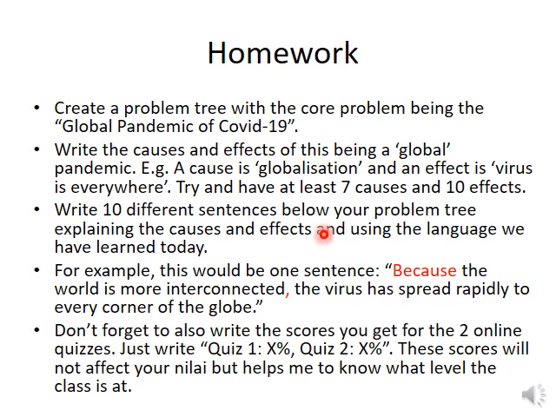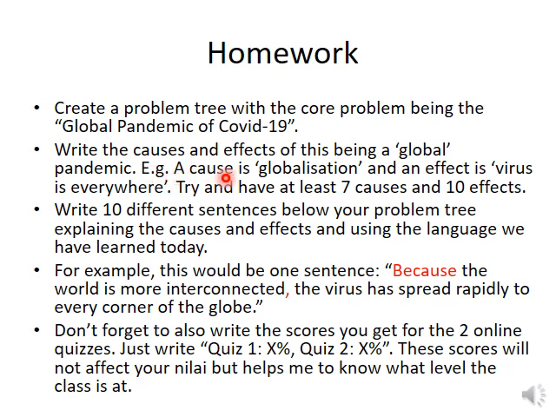And this is your homework. So this is what I want you to do this week. I want you to create a problem tree with the core problem being the global pandemic of COVID-19. Okay, that is the core problem. So earlier we've looked at 3 different problem trees: teenagers not finishing school, protected areas, and child malnutrition. This time the core issue is a global pandemic of COVID-19. So you need to write the causes and effects of this being a global pandemic.